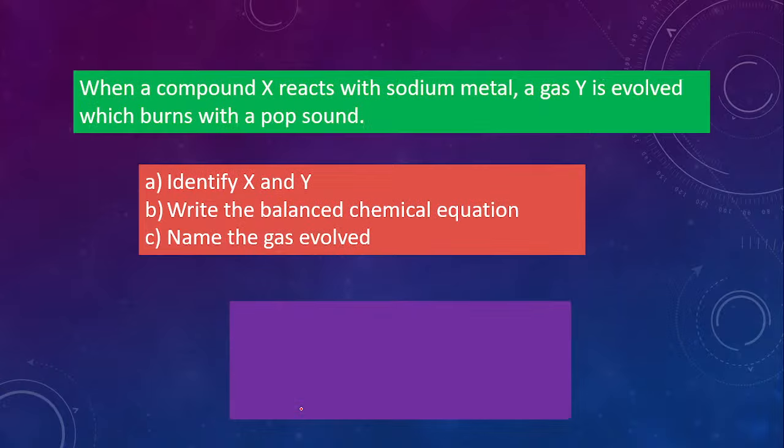Next one. When a compound X reacts with sodium metal, a gas Y is evolved. Okay. So here a gas Y is evolved which burns with a popping sound. Now, which gas produces a popping sound? I hope you already know. Okay, so identify X and Y, फिर balanced equation लिखना है and name the gas evolved.